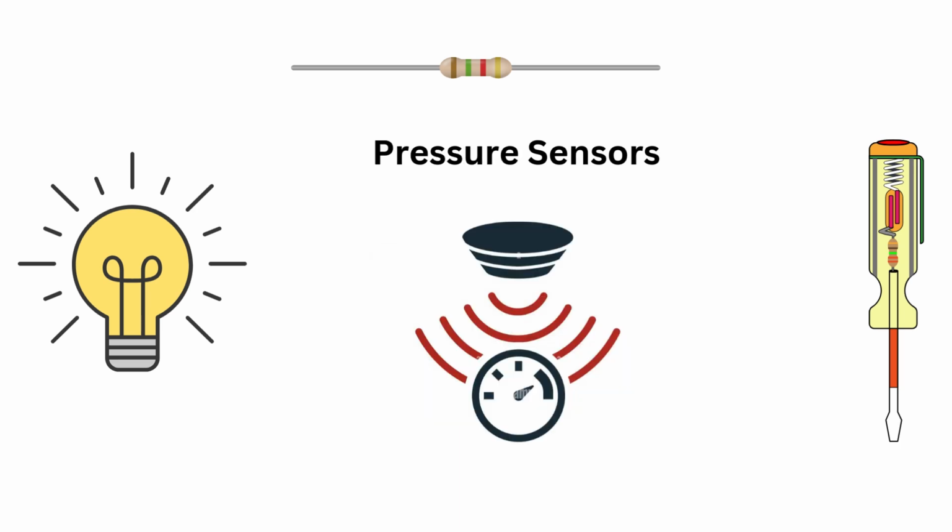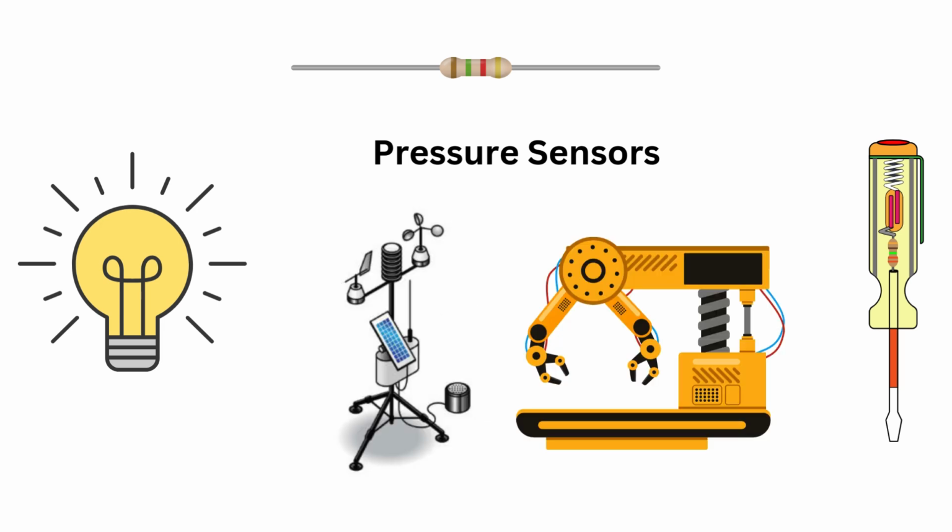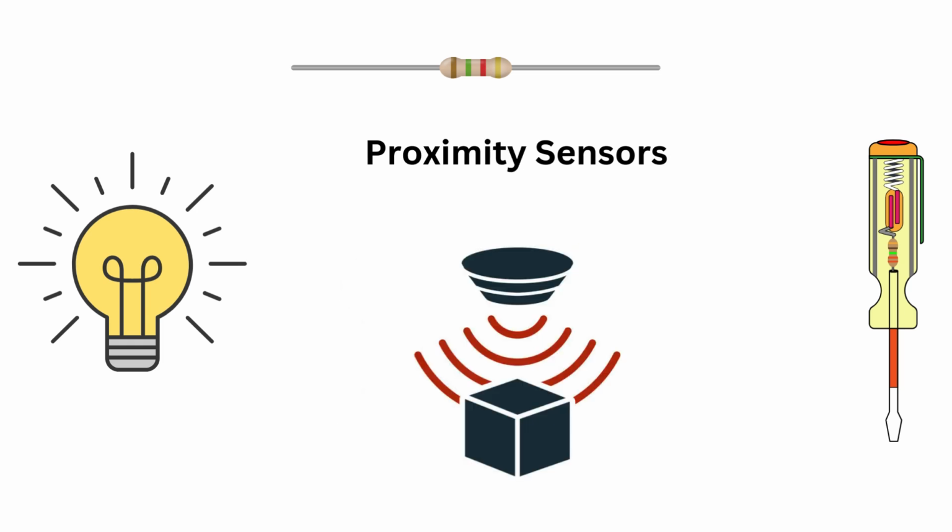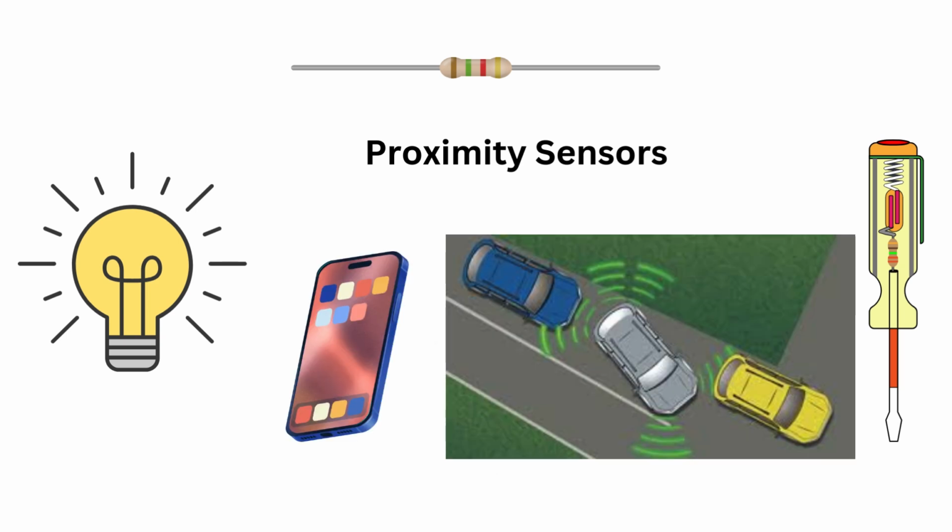Pressure sensors. Pressure sensors measure the force exerted on them and are used in applications like weather monitoring and industrial machinery. Proximity sensors. Proximity sensors detect the presence of objects without any physical contact. You will see these in smartphones and parking sensors in cars.